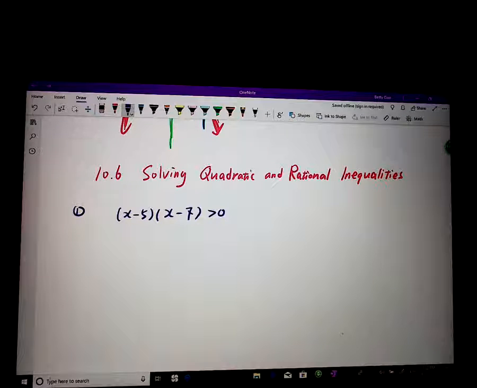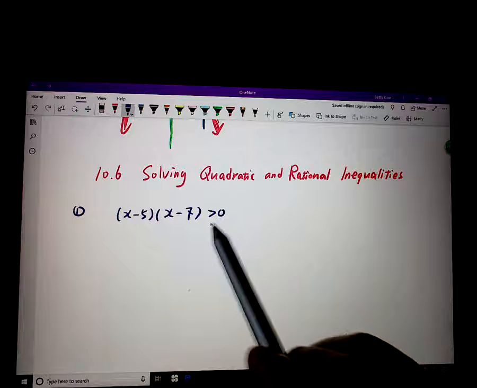I'll read the requirement for example 1. Example 1, solve the following inequalities. Graph the solution set on a real number line. Write the answers in interval notation. The first inequality in example 1: (x minus 5) times (x minus 7) bigger than 0.